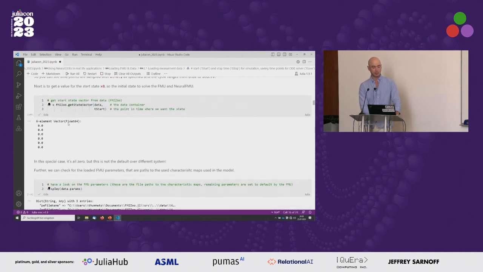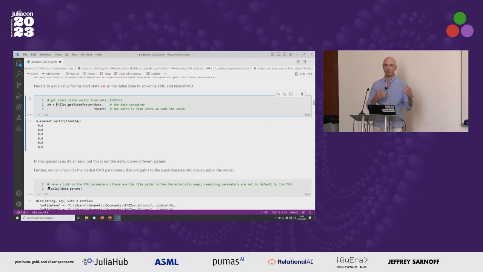Next thing we need is a start state. So during solving of an ODE, you need to specify starting conditions. And this is also something we can capture from the FMU using the method getStateVector. So it returns a state vector for any point in time we are interested in. So this time it's only zeros, but this is a very special case and not the default one.